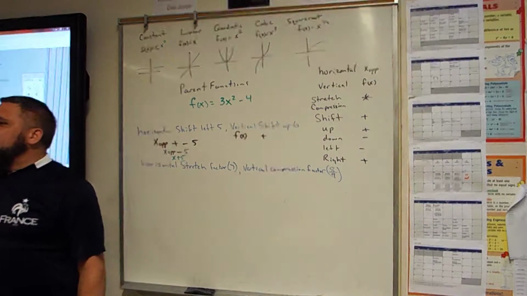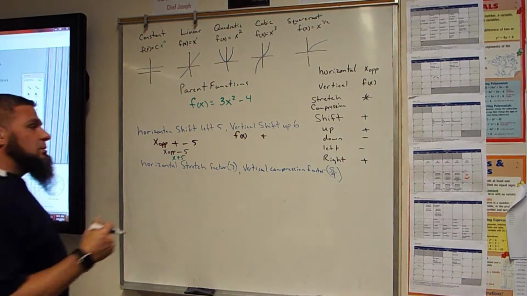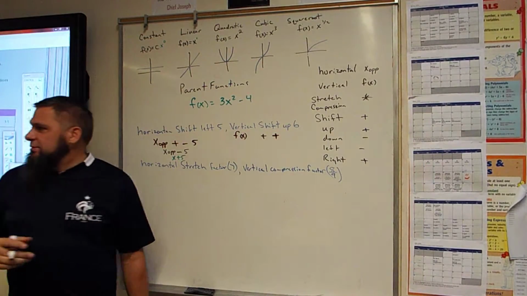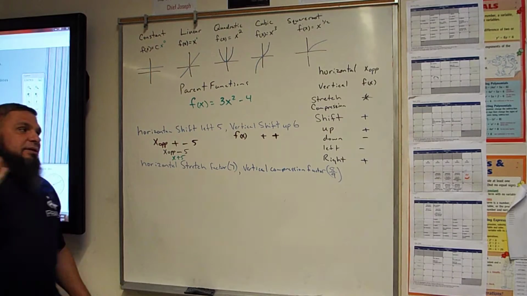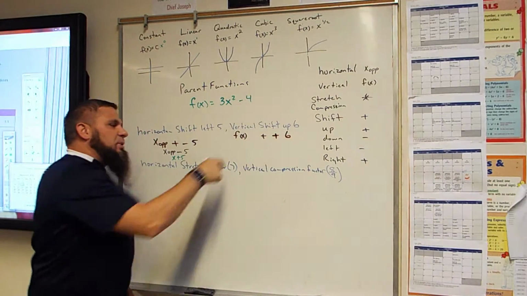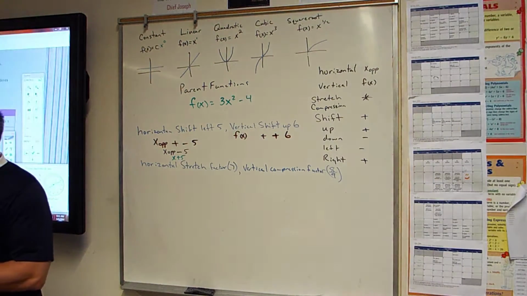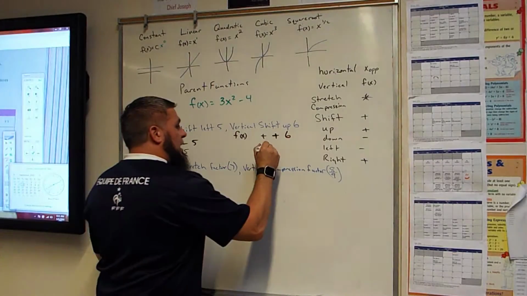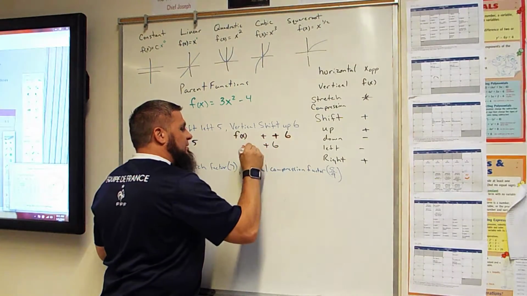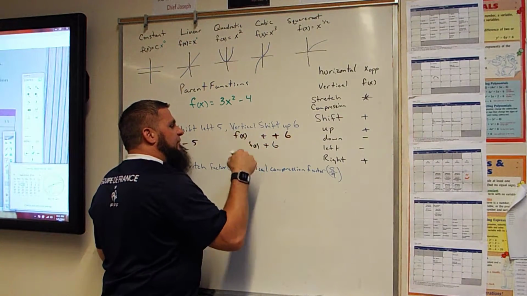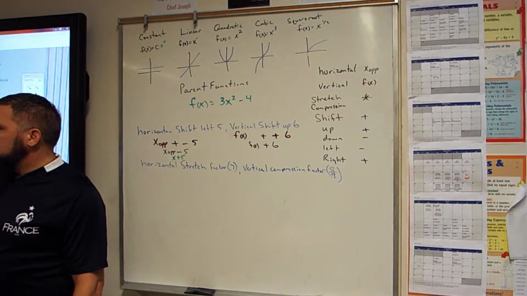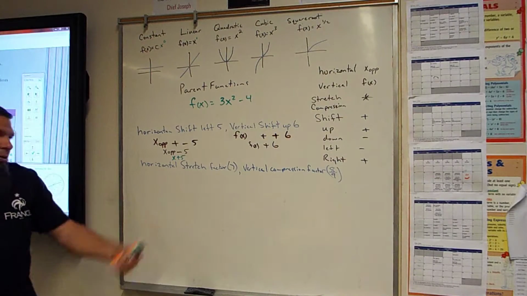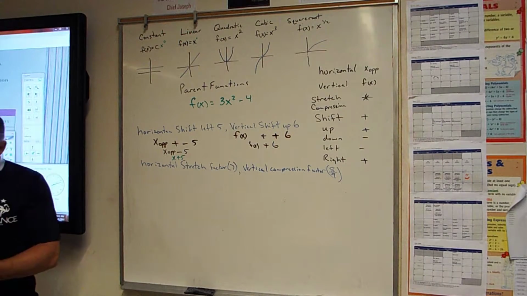Up. What does up mean? Addition. Up is positive, right? It's a positive direction. Up. And then 6. What does plus mean? Plus. Okay? So 2 pluses make a plus. Okay? So f of x plus 6. All right, next. Horizontal stretch. What's horizontal mean?